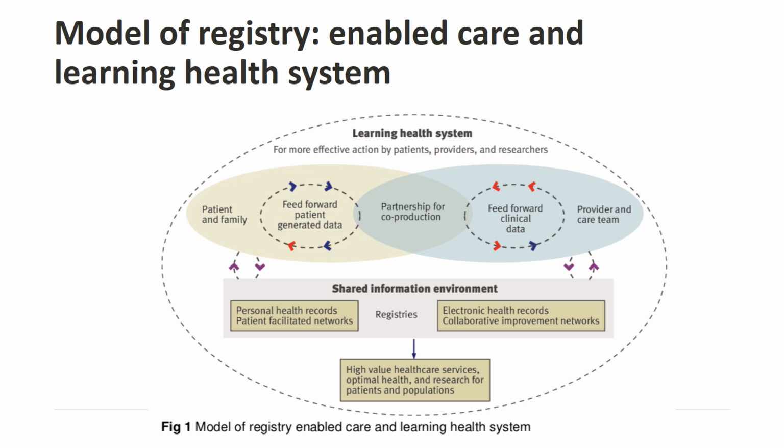In this context, we have the participation of the providers and care teams with the feed forward of the clinical data, and also the patient and family data that create a feed forward too. We have a system to share information. In this context, the registry, with the personal healthcare records or also the electronic healthcare records, we can create a digital collection and use of both clinical and patient reported outcomes to guide care and as a basis for improvement, research, and public health policy. With this, we have a high value of healthcare service and optimal health and research for the patients and population.